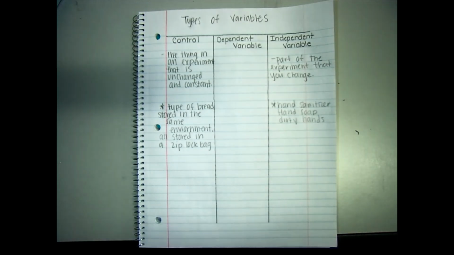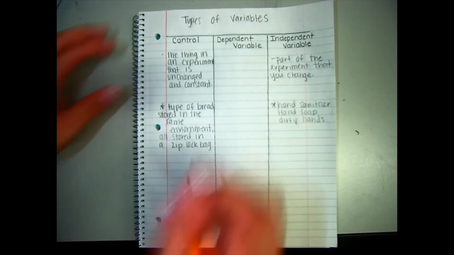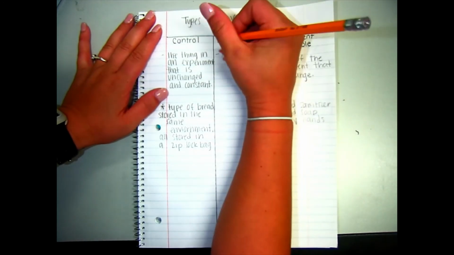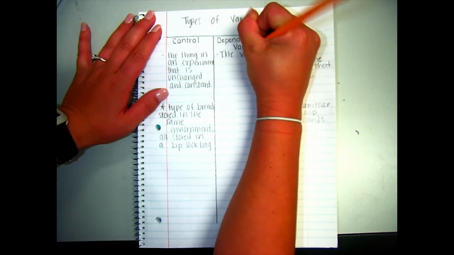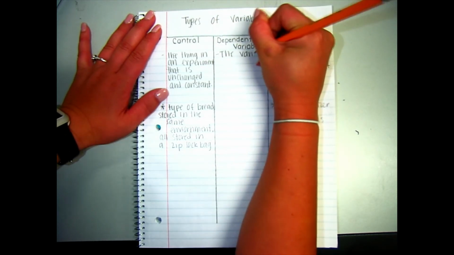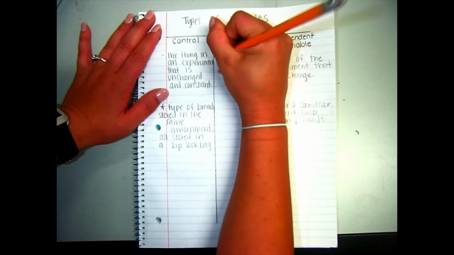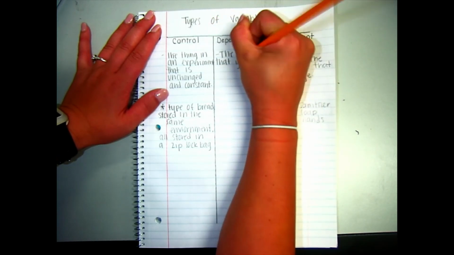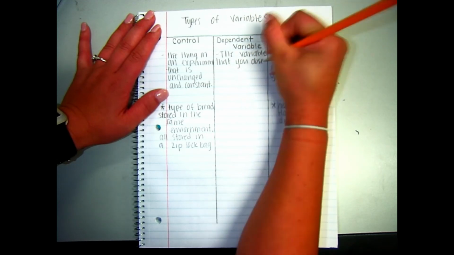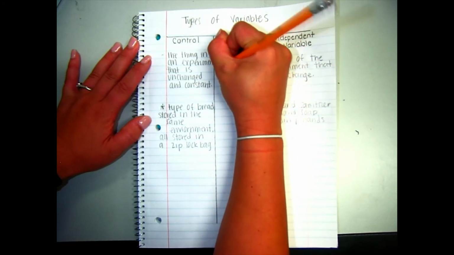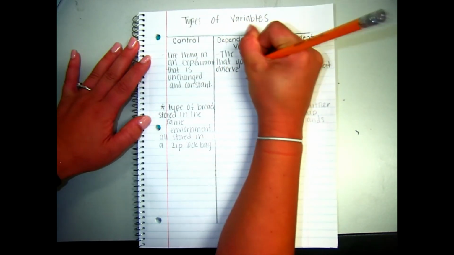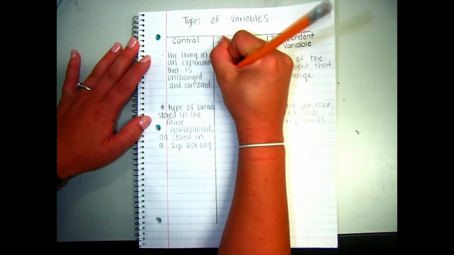And then our last variable is the dependent variable. The dependent variable is a variable that you observe and you measure. So we're going to write that down and then I'll explain it a little bit more. So the dependent variable is the variable that you, oops, can't fit that there. I'm just going to cross that off and write it down here. Observe and measure.